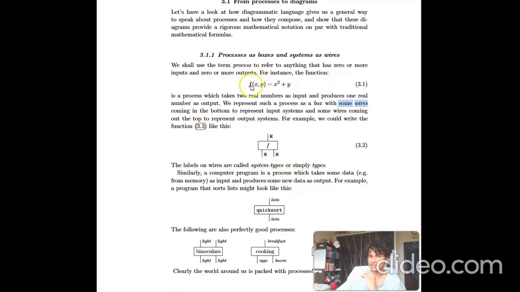For a very simple system like f of x comma y equals x squared plus y squared, we would have two wires coming in, a real number over here and a real number over here, and a real number coming out. The labels on these wires are called system types, or simply types. The author draws a similarity to data types in programming. So instead of real numbers, let's say we have two ints coming in, and it gives you another integer out.